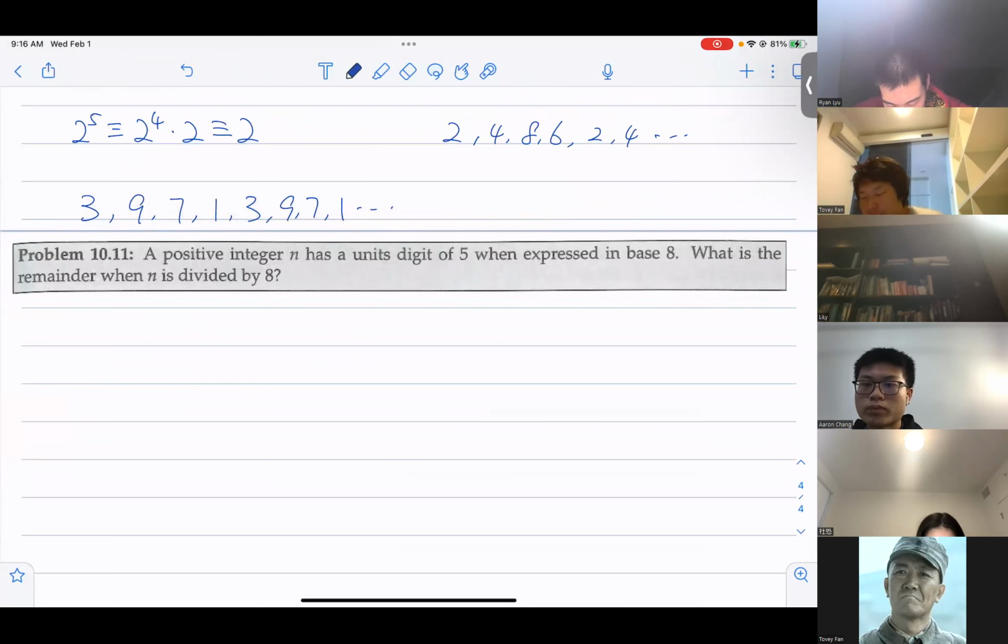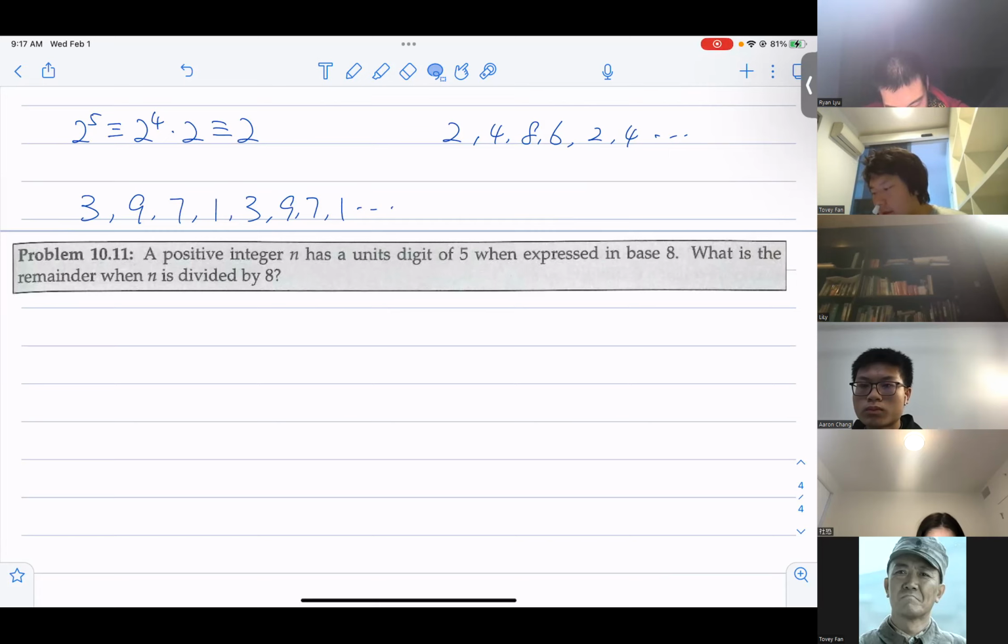A positive integer n has a units digit of 5 when expressed in base 8. What is the remainder when n is divided by 8? Anyone? This is just the idea we already discussed. Remember when we did multiplication and division today?